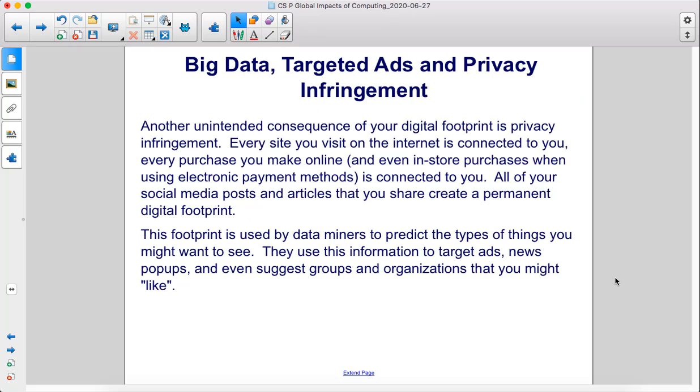Another unintended consequence of your digital footprint is privacy infringement. Every site you visit on the internet is connected to you. Every purchase you make online, and even in-store purchases when using electronic payment methods, is connected to you. All of your social media posts and articles that you share create a permanent digital footprint. This footprint is used by data miners to predict the type of things you might want to see. They use this information to target ads, news pop-ups, and even suggest groups and organizations that you might like.